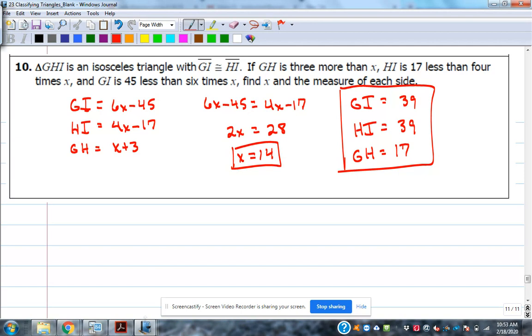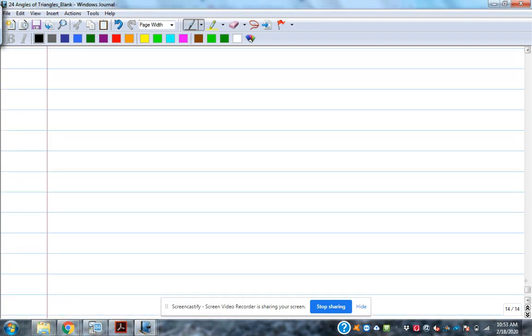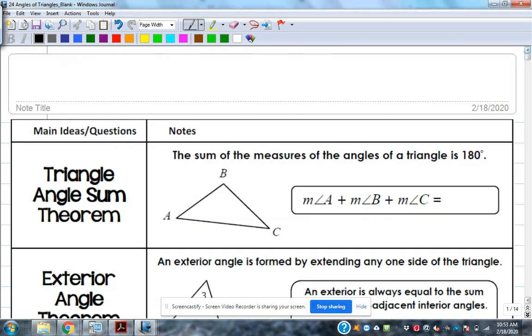All right. Next. Triangle sum theorem. This is where that 180 stuff comes from. So this is lesson 24. Angles and triangles. Measure of all 3 angles on the inside of a triangle add up to be 180 degrees. You guys already know that. It's not anything new to you.